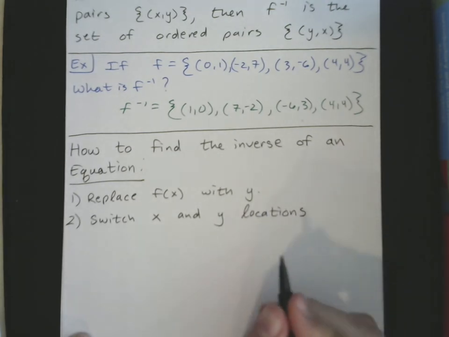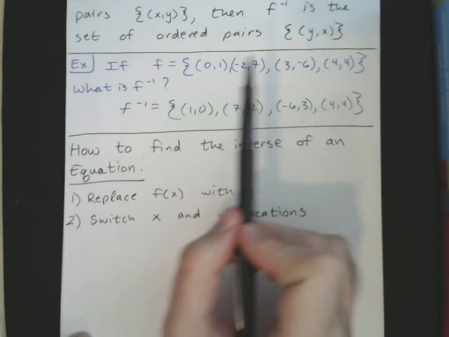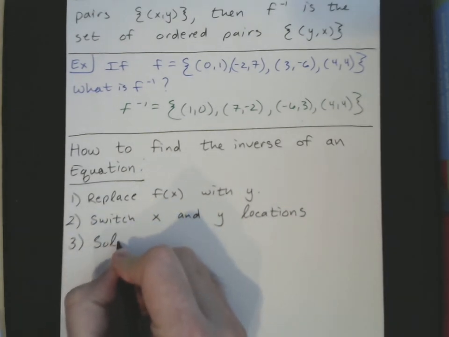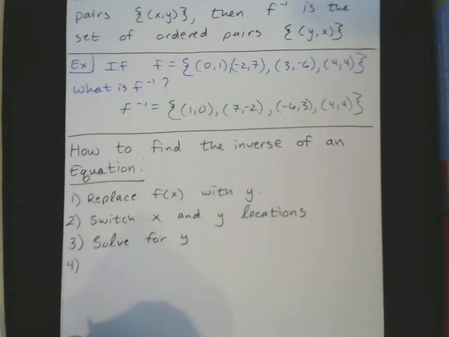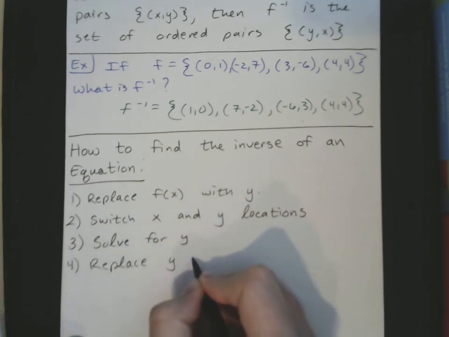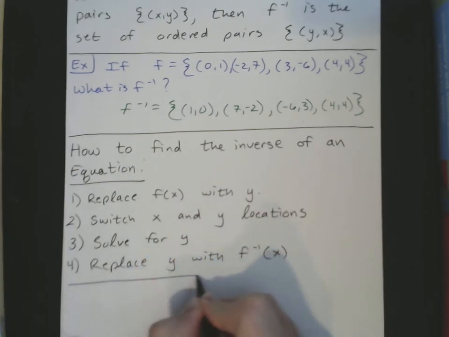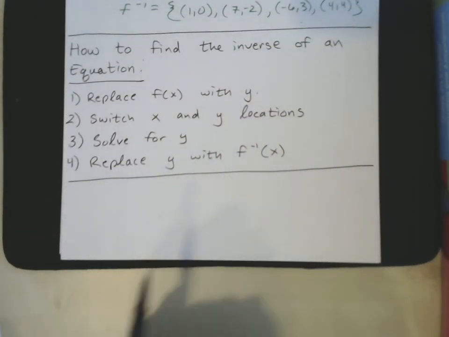So in your equation, everywhere where there was an x becomes a y, everywhere where there was a y becomes an x. So this is the flipping that we did in the ordered pairs. We're always swapping locations of x's and y's to find an inverse. After that, we solve for y. And then once we've solved our new equation for y, we replace y with f inverse of x. Back to function notation and distinguishing our new function from the old one as its inverse.